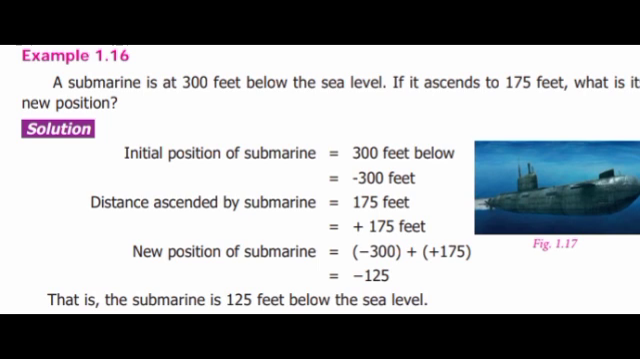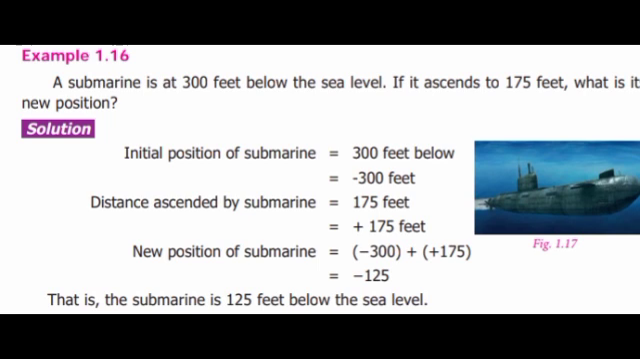Initial position of the submarine: 300 feet below. So we can take minus 300 feet. Distance ascended by the submarine is equal to 175 feet. Ascending means it's coming up. So we can take plus 175. What is the new position of the submarine? Minus 300 plus 175. One is a positive integer, another one is a negative integer.